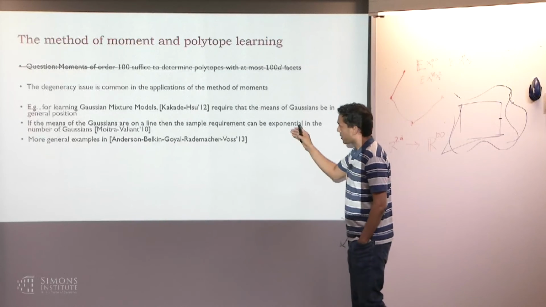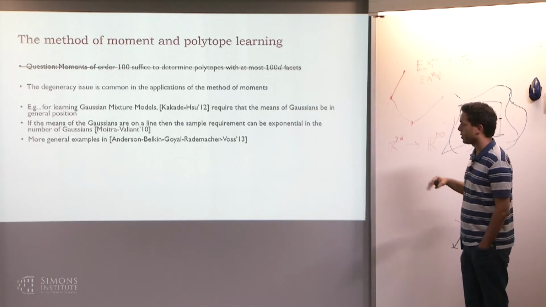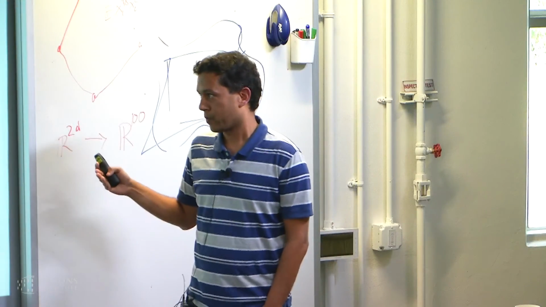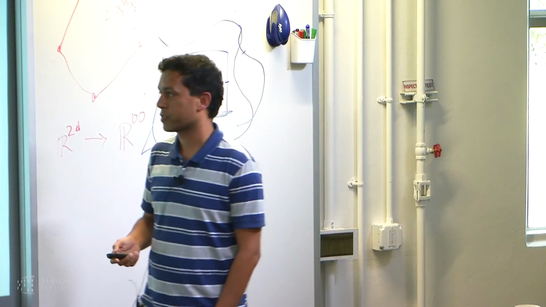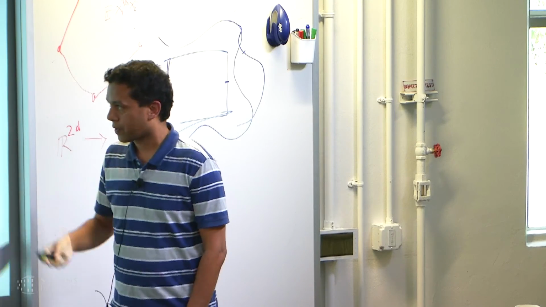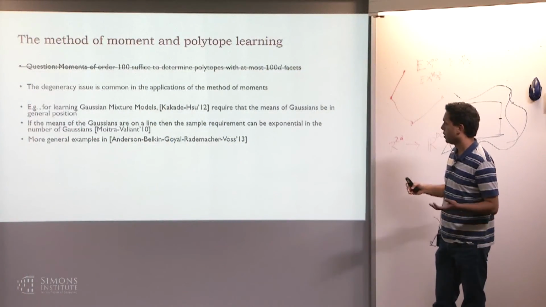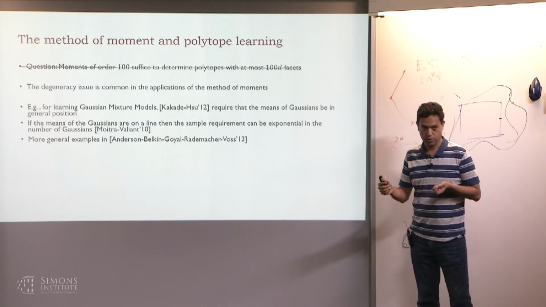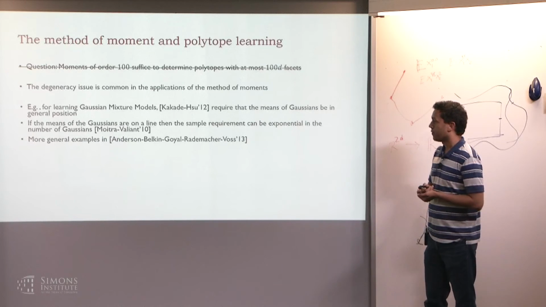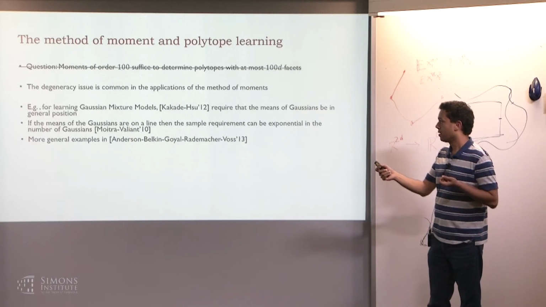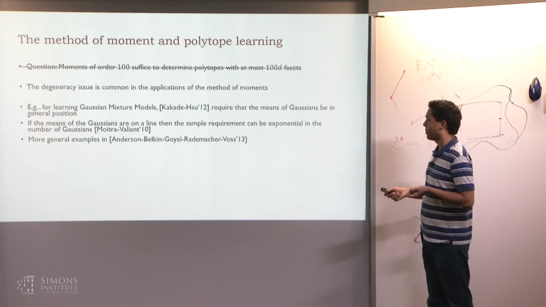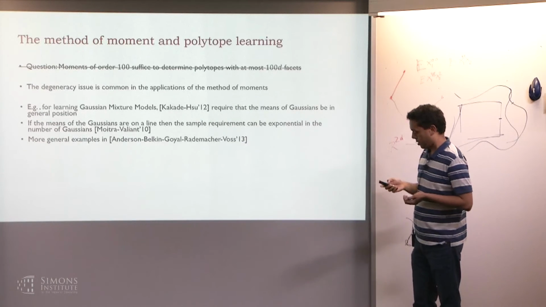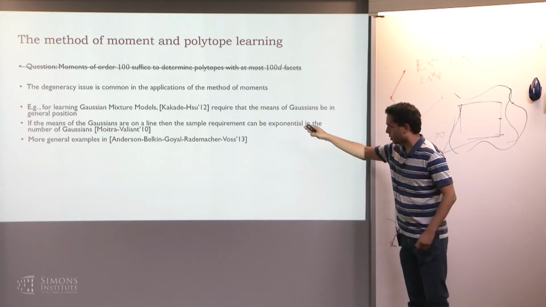Let me connect this degeneracy phenomenon to other models that are studied. The degeneracy issue is quite common in other latent variable models. In mixtures of Gaussians, the result of Kakade and Hsu, which gives efficient algorithms for a large number of Gaussians, requires that the means of the Gaussians be in general position. If they are not in general position, say they are on a line, then the information theoretic requirement can be exponential in the number of Gaussians. There are constructions by Moitra and Valiant, and more general constructions which work in considerably more generality.